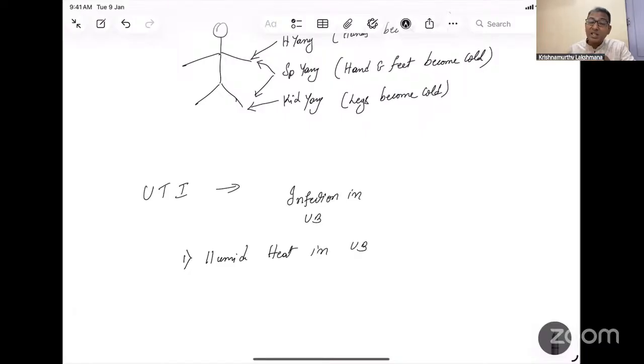But it doesn't mean that is the beginning, end all, start all kind of solution. No. You try this, and if it doesn't work, the infection is humid heat. Now, if this doesn't work, your work will increase.